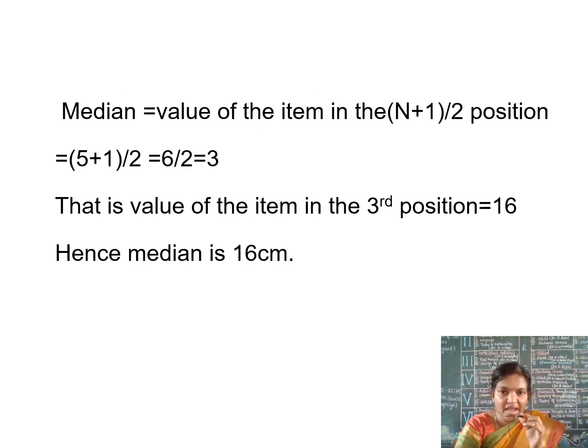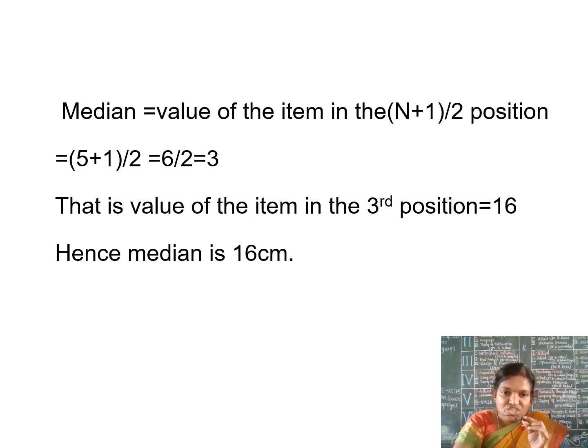Then we should identify the middlemost value. (n plus 1) by 2 position is the formula for calculation of the median. The word position or item is very important. Kindly note it. The total number of values in our question is 5. In our formula, 1 and 2 are constants. You just add: 5 plus 1 is 6, and 6 by 2 is 3.